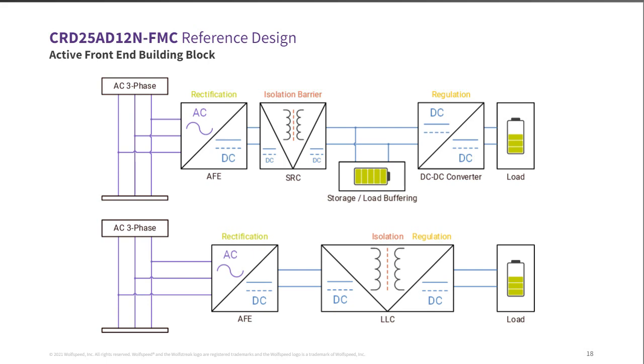So from here, you could have energy storage, and then you would need a DC-DC stage to regulate the output to charge the battery. And another option would be just the 2-stage approach, where you have the active front end at the front, and then something like an LLC converter to regulate that DC output to charge the battery.